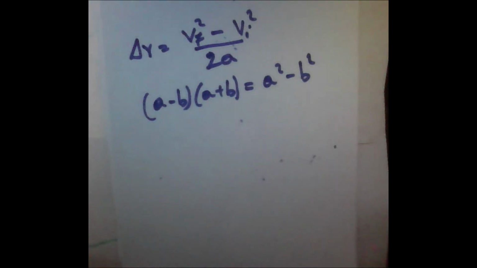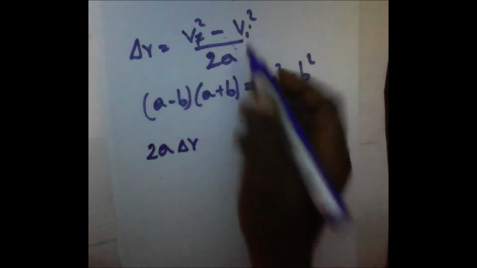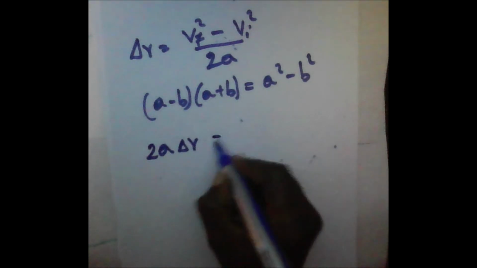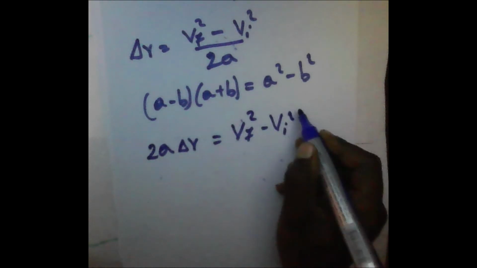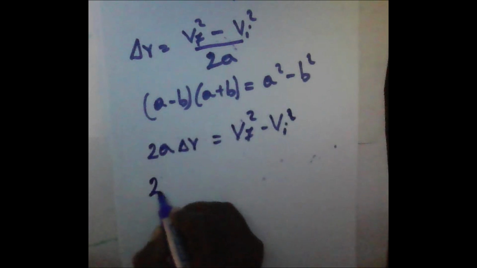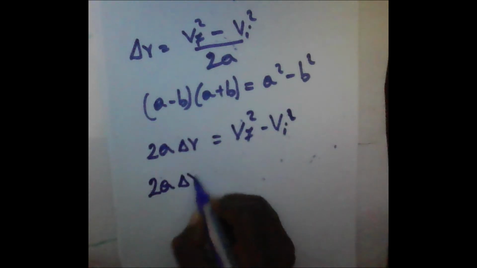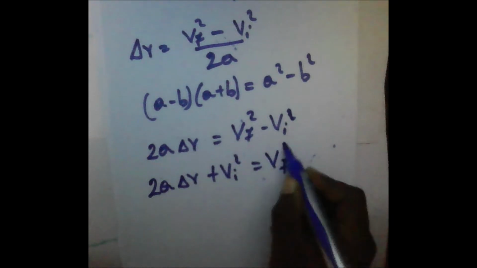Okay, now let's proceed to the next one. We know that v final is equal to... now multiply by 2a, it becomes 2a multiplied by change in r. Take this one from the left side, first write this v final square minus v initial square, and take this from the right side to the left side, it becomes 2 times the acceleration times change in r plus v initial square is equal to v final square.